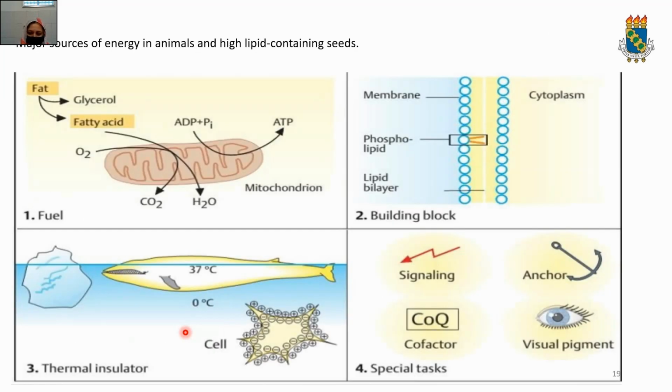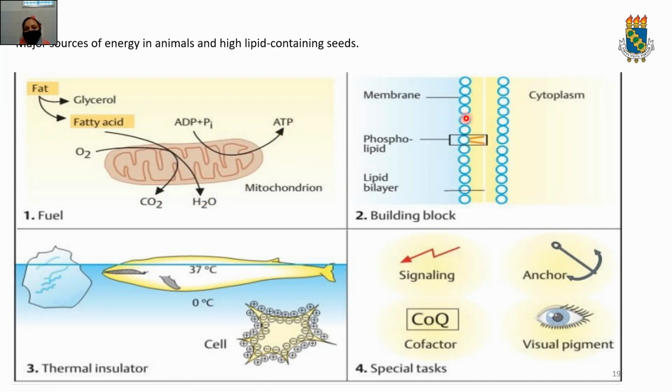Some of the other functions of the lipids are that they serve as a major source of energy in animals and high lipid containing seeds. You can see that the fat is metabolized into glycerol and fatty acids, and these fatty acids then enter the mitochondria for the release of ATP. So that is basically the generation of energy, and along with that it produces water and carbon dioxide. So basically they are serving as a fuel for the cell.